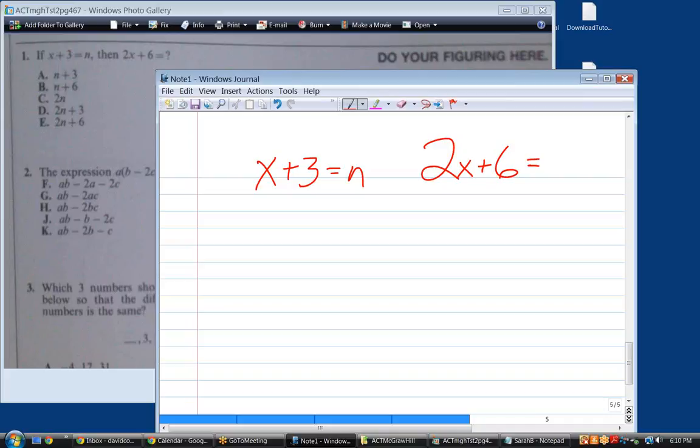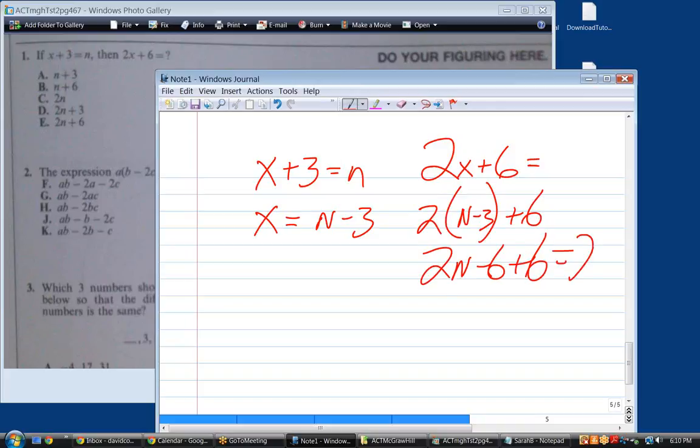Can you find a relationship between 2x plus 6 and x plus 3? Yeah, it's double. So what does 2x plus 6 have to equal if x plus 3 is equal to n? That's the shortcut. The hard way would be to solve for x. So x equals n minus 3. Substitute. So now we have 2 times n minus 3, plus 6. Distribute: 2n minus 6 plus 6. Well, that's equal to 2n. That would be the hard way. So recognizing that that's exactly twice that saves you 20 seconds maybe.